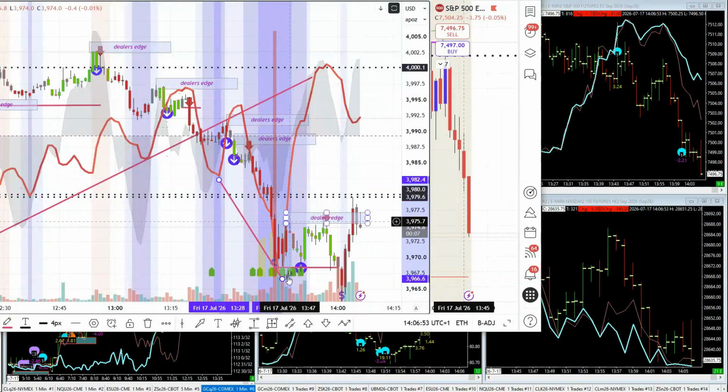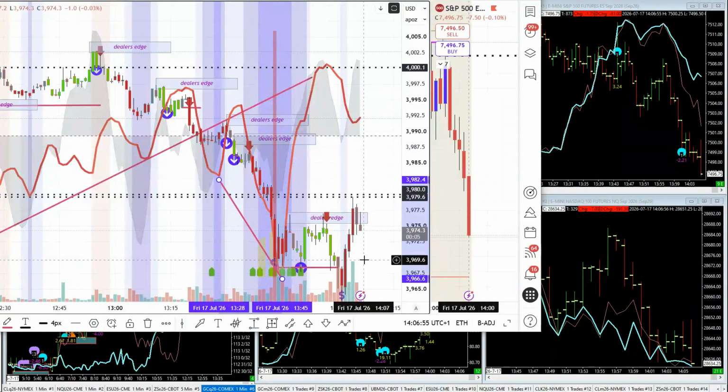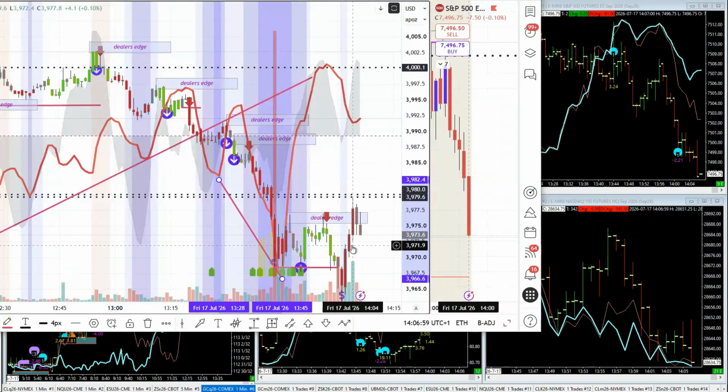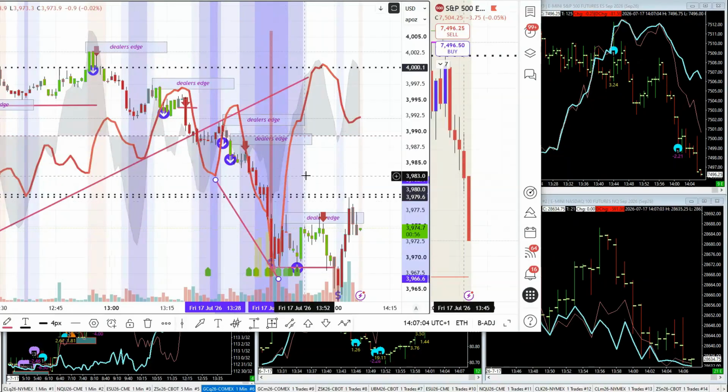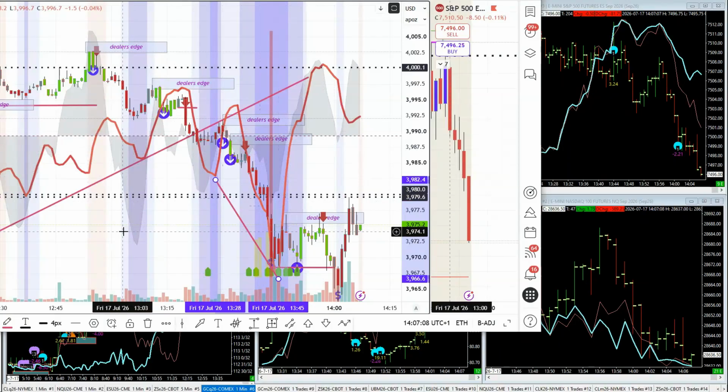Pivot 4, turn, draw a line. There's your possible low of the day. There's your possible low of the swing at least. Draw a line. And then start all over again. So you can see how this played out.